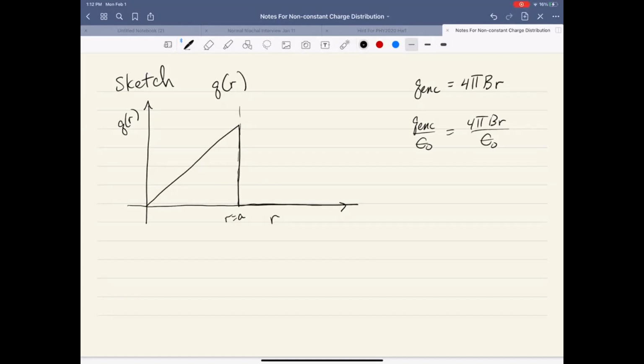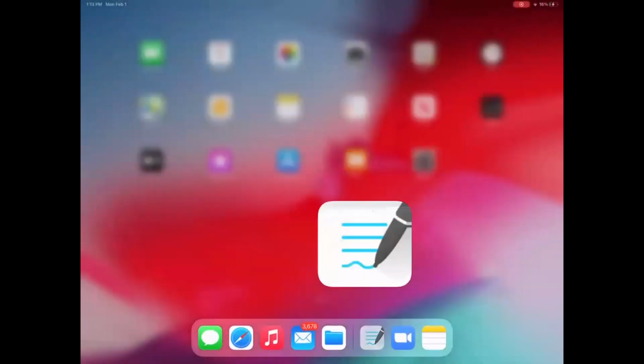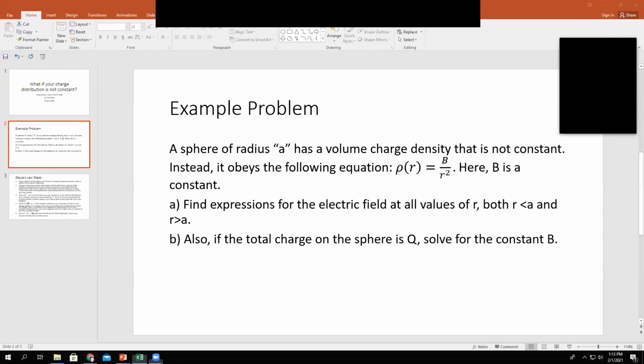Now let's think about what the electric field looks like as a function of R. To do that, I've got some Excel files pulled up here, just to make a better sketch than I can really do by hand, because it always looks clumsy when I do it by hand. So let me stop my share on my iPad and start the share here on my regular computer screen, and I'll drag my Excel file over.